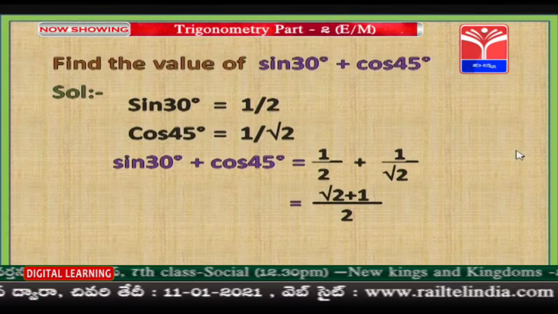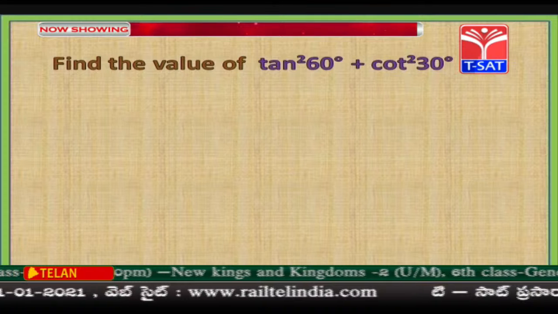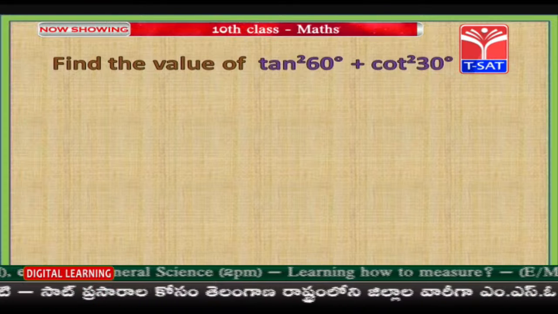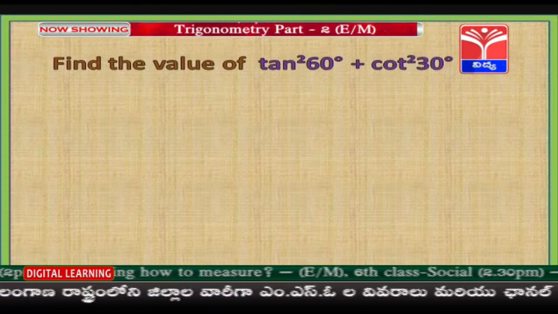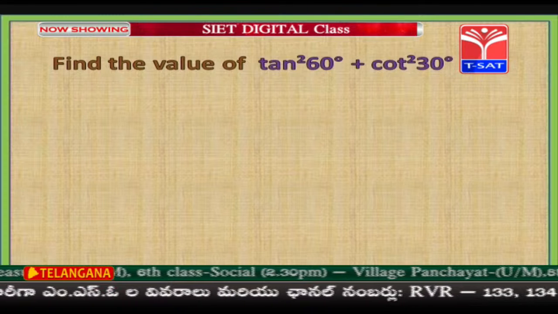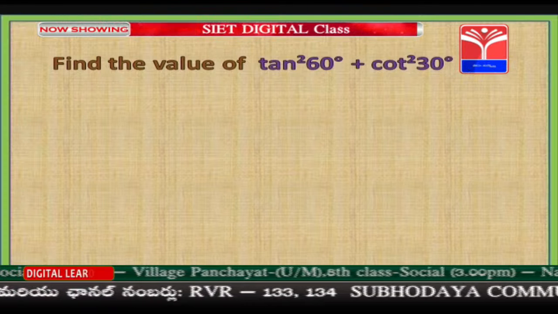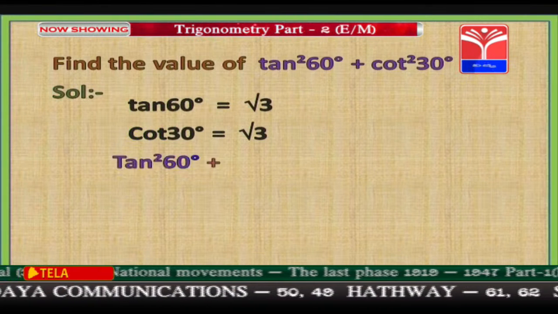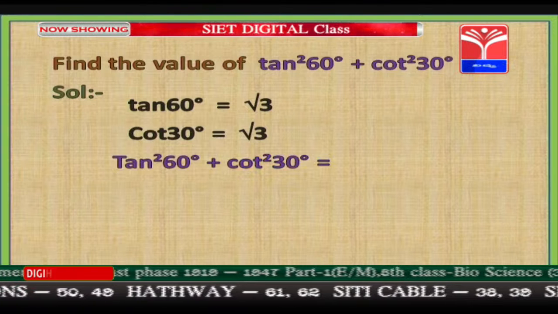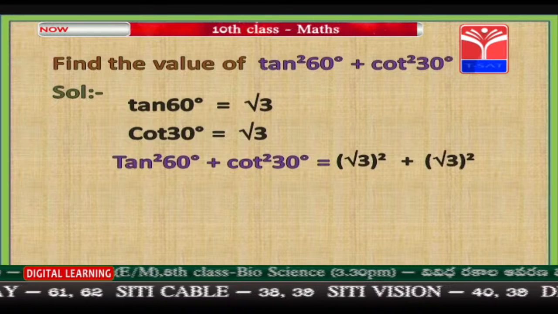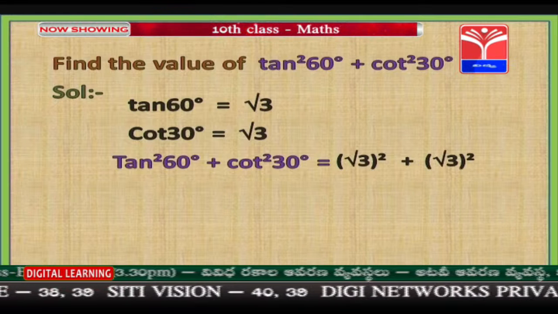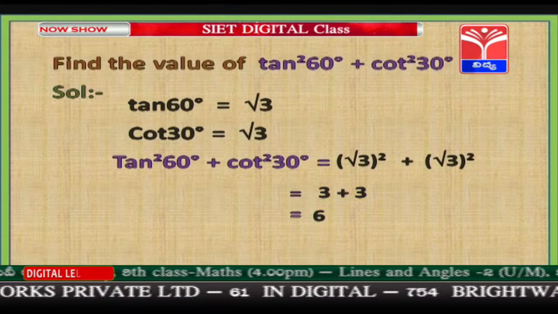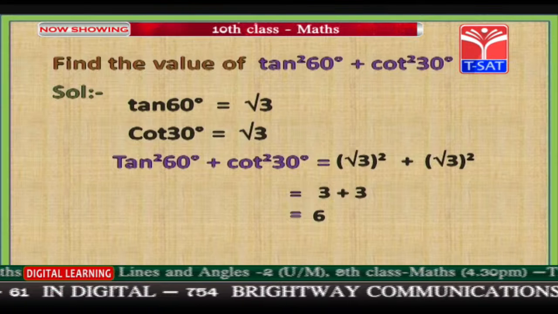Now, let us see one more example. Find the value of tan square 60 degrees plus cot square 30 degrees. Now, here the square means it is a square of the value of tan 60 degrees. Similarly, cot square means it is a square of the value of cot 30 degrees. Now, please see the solution. Tan 60 degrees is equal to root 3, cot 30 degrees is equal to root 3. Now, tan square 60 degrees plus cot square 30 degrees is equal to root 3 whole square plus root 3 whole square. That is 3 plus 3, how much is it going to become? 6. Are you clear now?